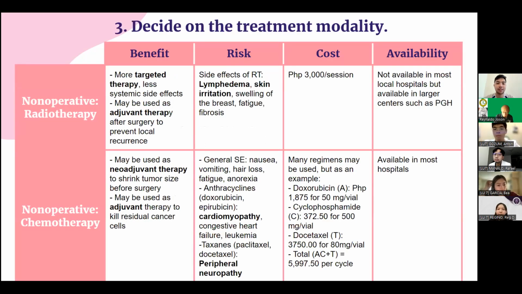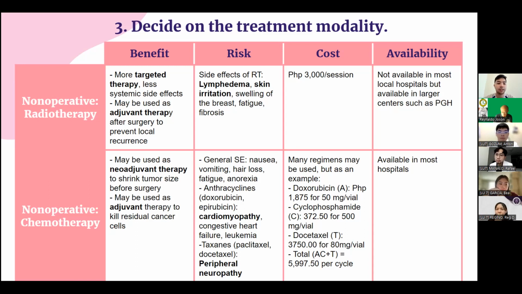Deciding on our treatment modality, we entertain several non-operative and operative treatment modalities. Starting with the non-operative ones, first we can consider radiotherapy, which is a more targeted therapy with less systemic side effects. It's usually used as adjuvant therapy after surgery to prevent local recurrence. Some of the side effects of radiotherapy include lymphedema, skin irritation, swelling of the breast, fatigue, and fibrosis. According to the PhilHealth first case rate, it's 3,000 pesos per session. It's not available in most local hospitals, but available in larger centers such as PGH.